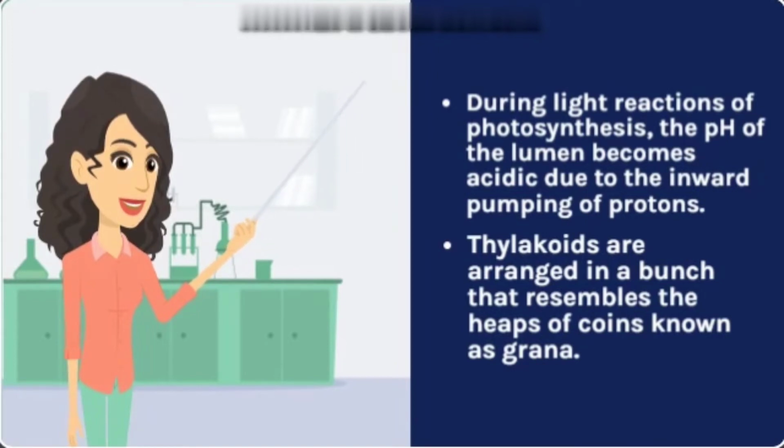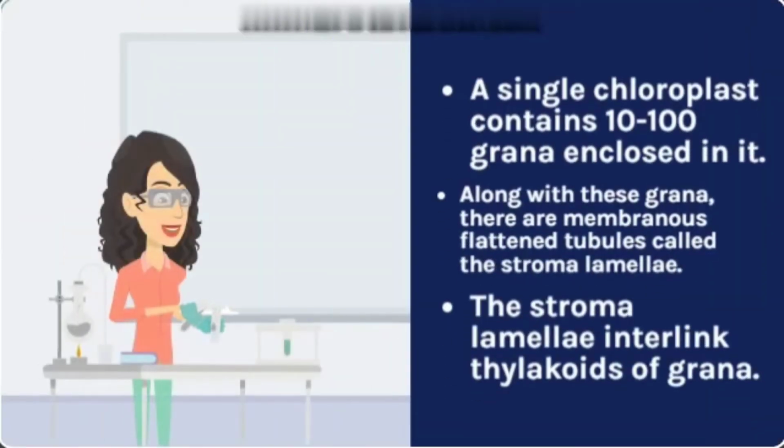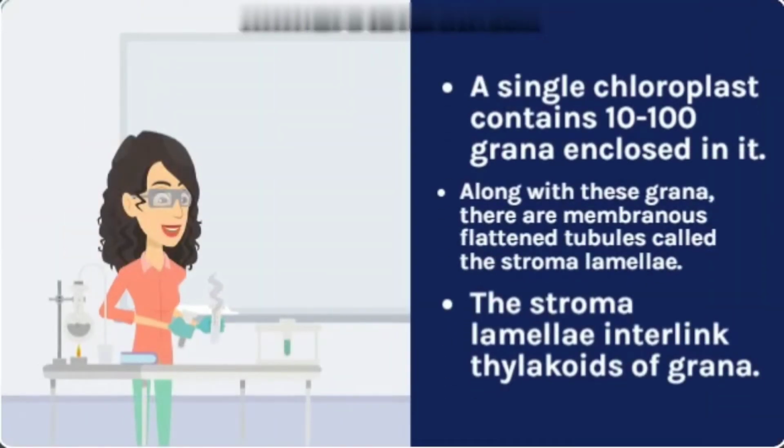Thylakoids are arranged in a bunch that resembles the heaps of coins known as grana. A single chloroplast contains 10 to 100 grana enclosed in it. Along with these grana, there are membranous flattened tubules called the stroma lamella. The stroma lamella interlink thylakoids of grana.